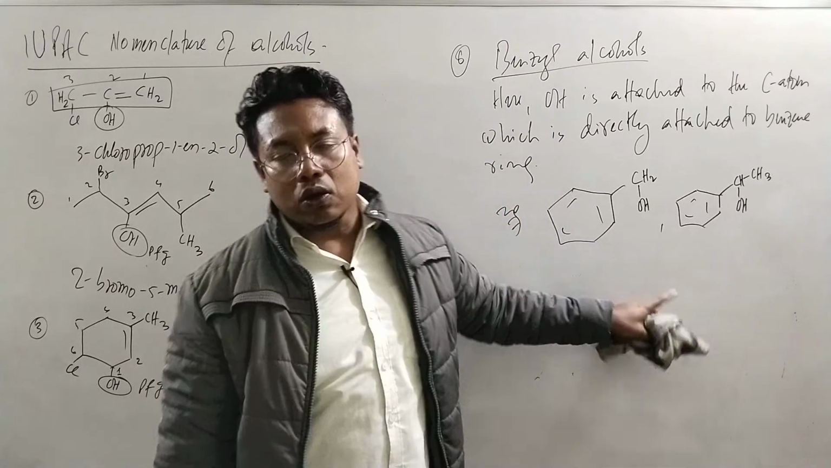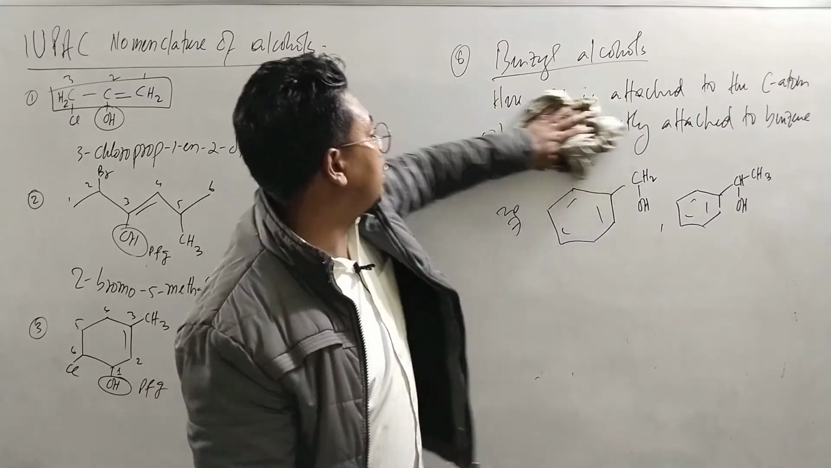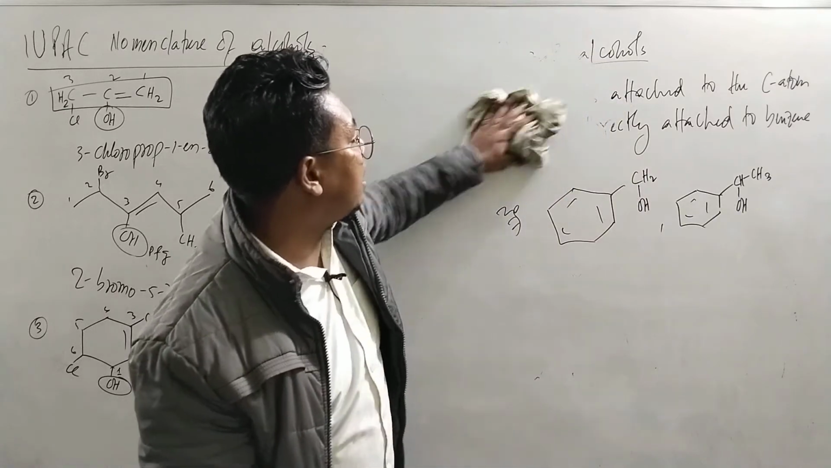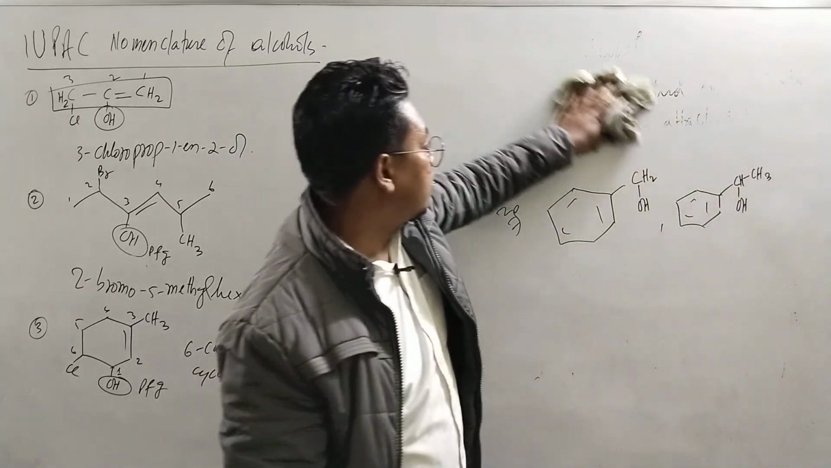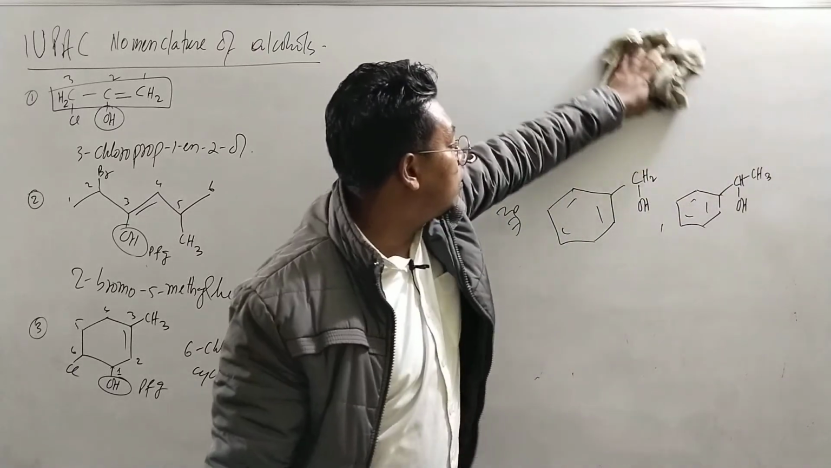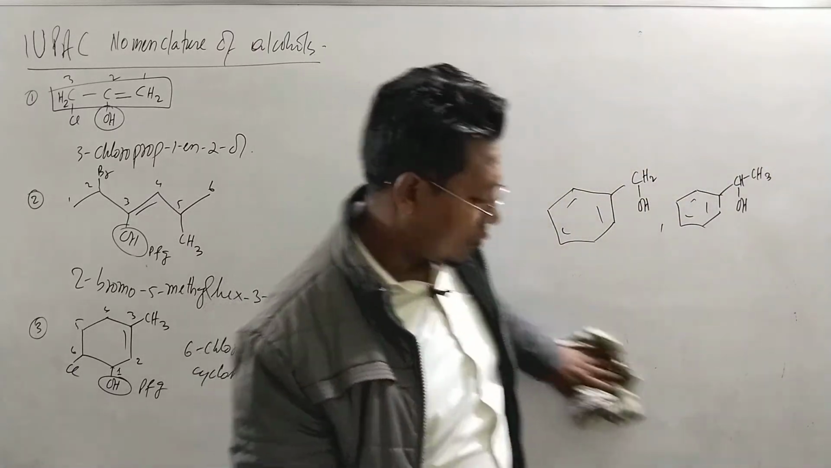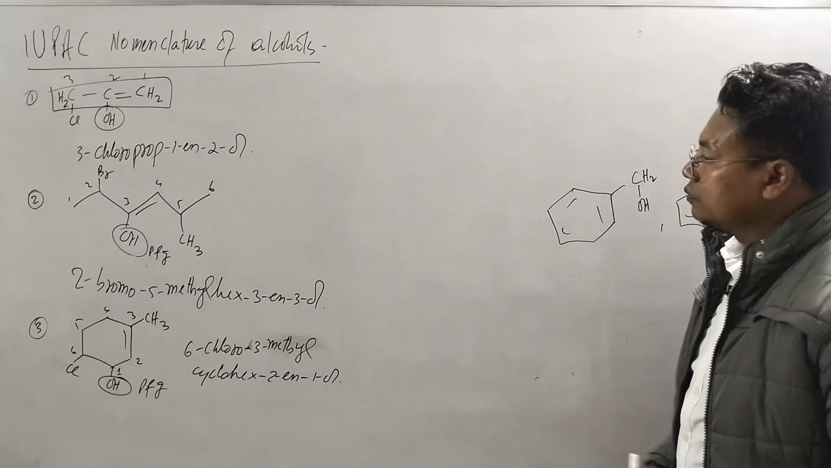This is an example of alcohol, not phenol. Phenol is when OH is attached directly to the benzene ring. How will you name these two compounds? Tell me.